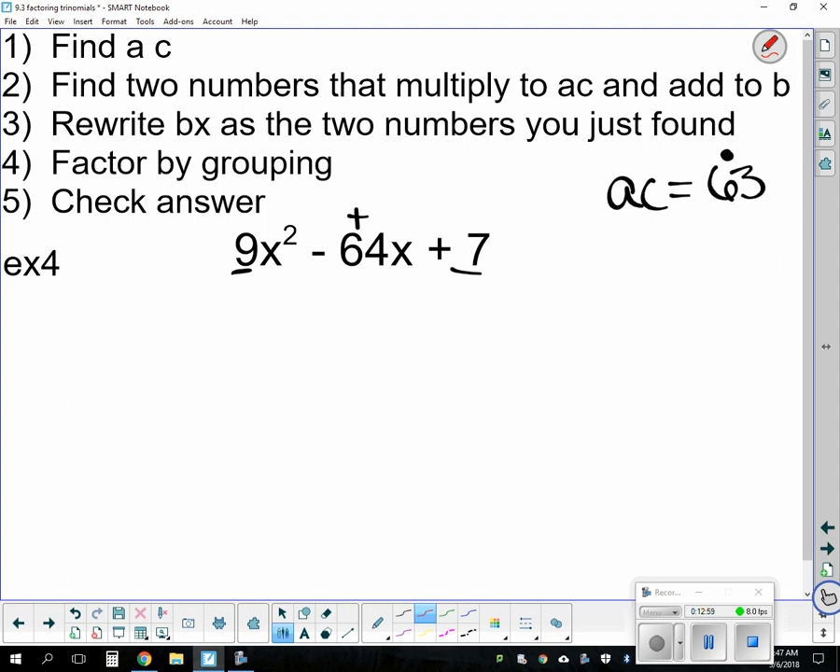Some of you are going to be very quick at finding these, and some of you are going to take a little bit longer. The easiest thing to do, though, is don't start with the sum, because you could have a ton of combinations that will add to 64, but there are fewer numbers that multiply. So always start with your multiplication. Well, 9 and 7 is the first thing I think of, right? But that's definitely not going to add to negative 64. I need the biggest number, it's actually bigger than 63. I always look at it without the sign first.